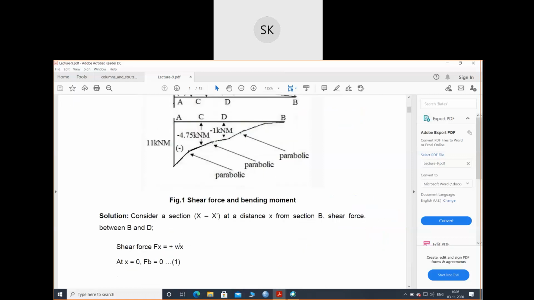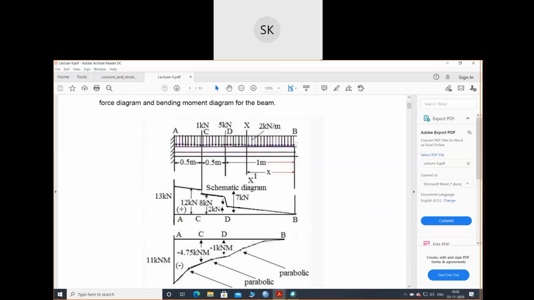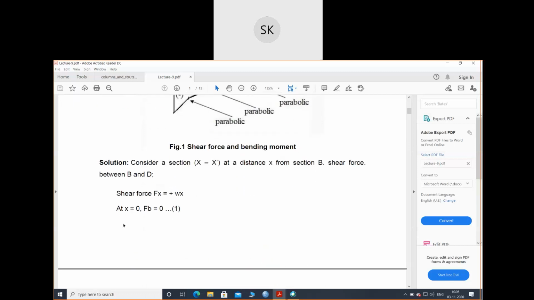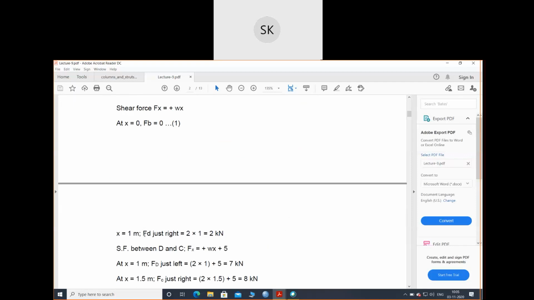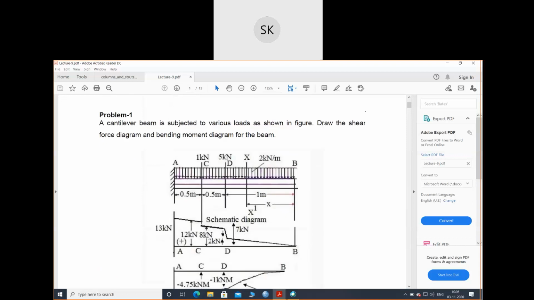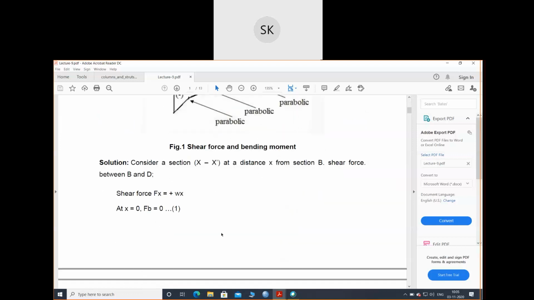Now place the boundary condition. At B, X equals 0, and at D, X equals 1 meter, because the distance is 1 meter. When I place X equals 0, the shear force at B becomes 0. And at X equals 1 meter, that is the shear force at point D, the load is 2 and the distance is 1, so it will be 2. Understood this part? I've taken a section between these two points, found the shear force equation, and placed the boundary conditions to find the shear force. Hope this part is clear.